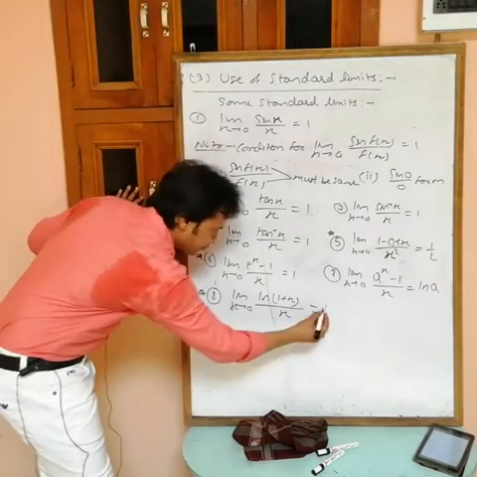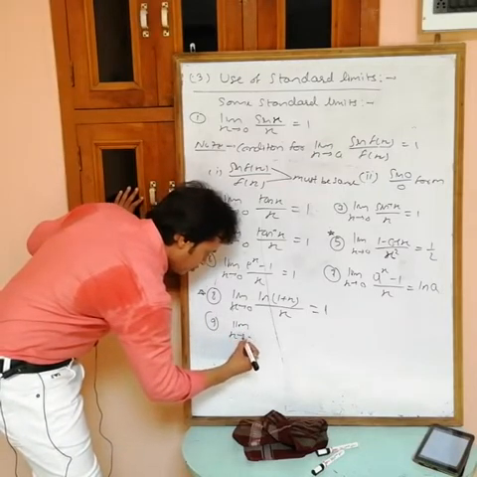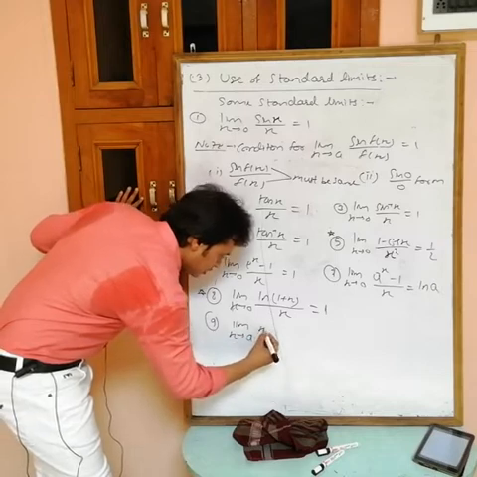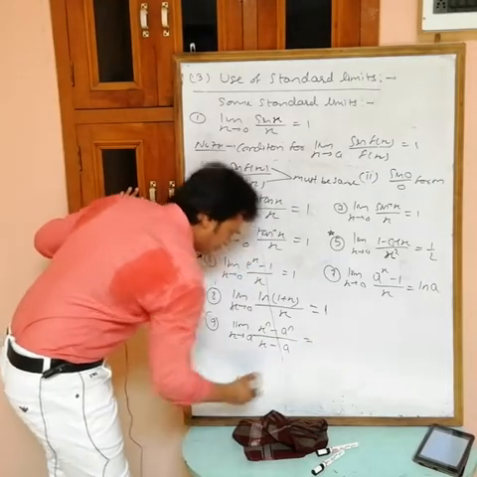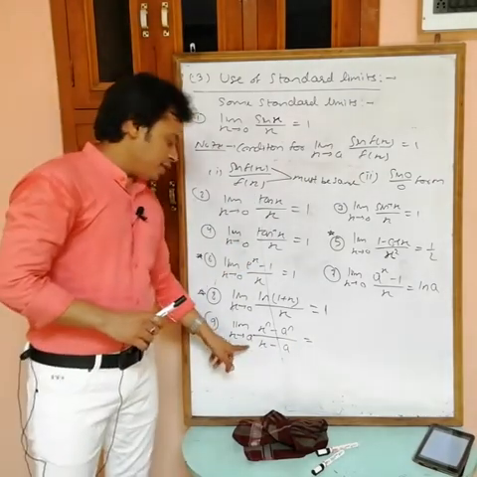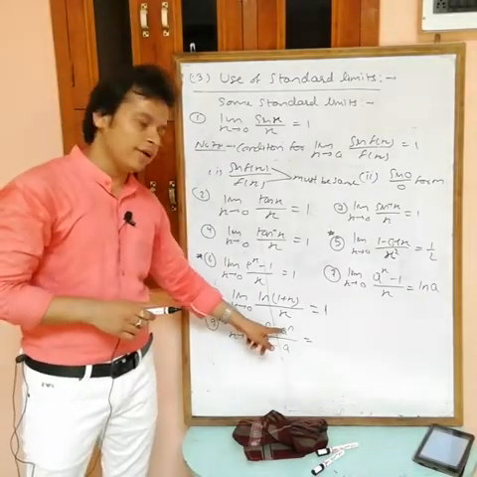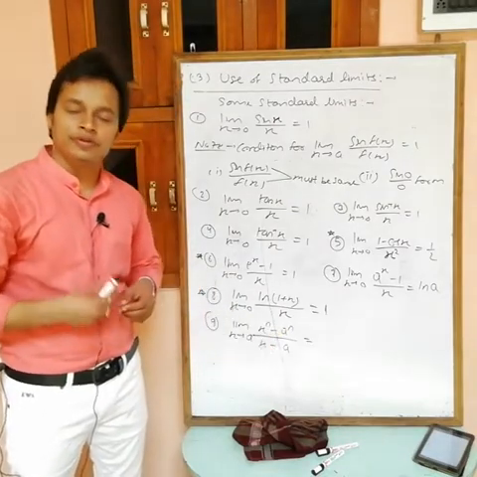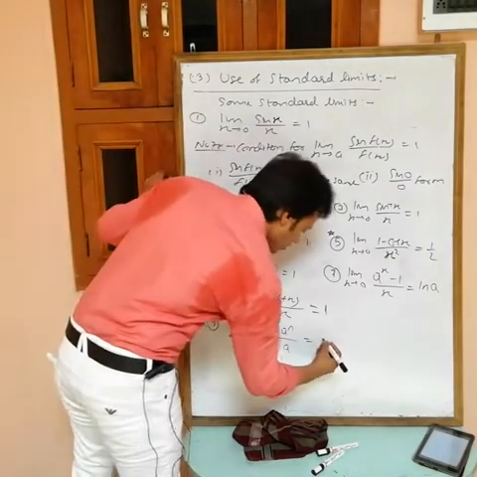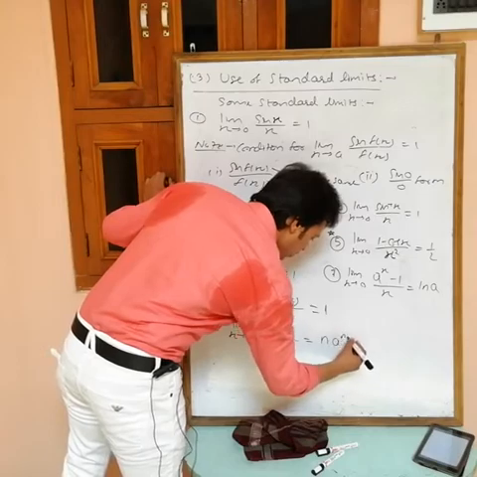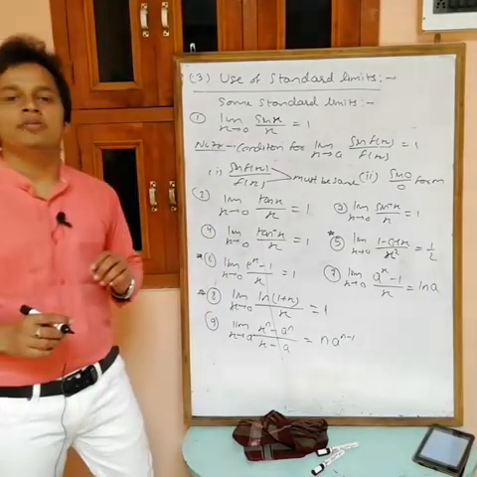Ninth, limit x tending to a, x power n minus a power n by x minus a. If you put x equals to a, we get a power n minus a power n, which is 0, and a minus a is 0. So again you can use L'Hopital to get the value of this, and you will get n into a power n minus 1. Just differentiate the numerator and the denominator.